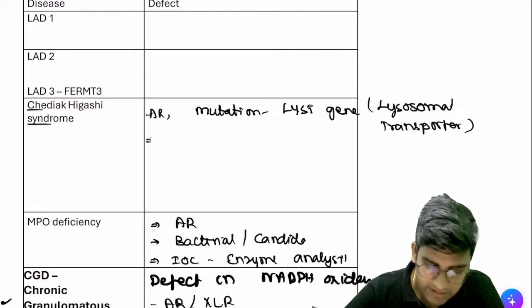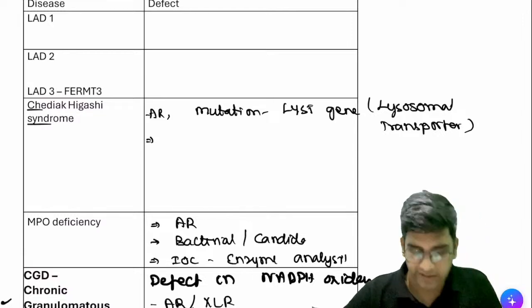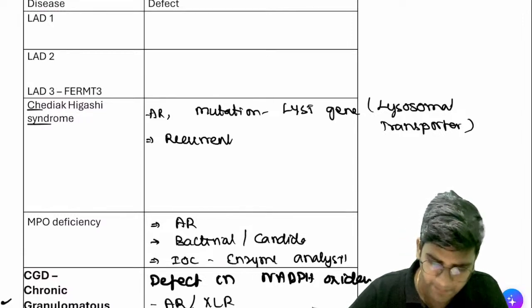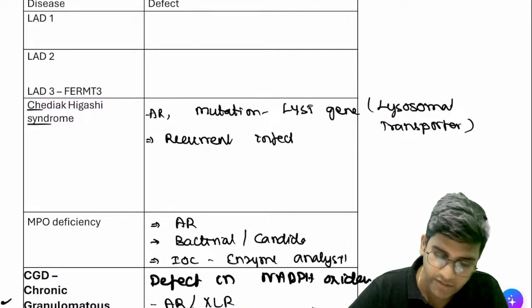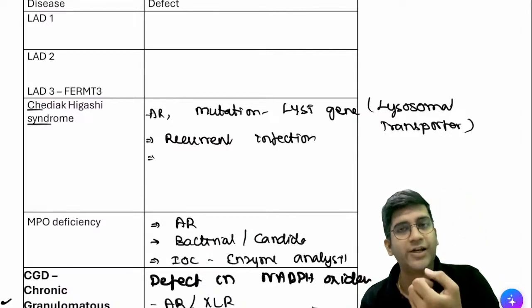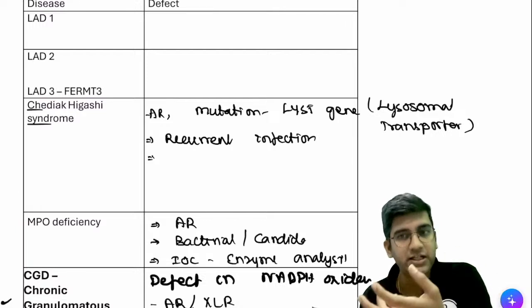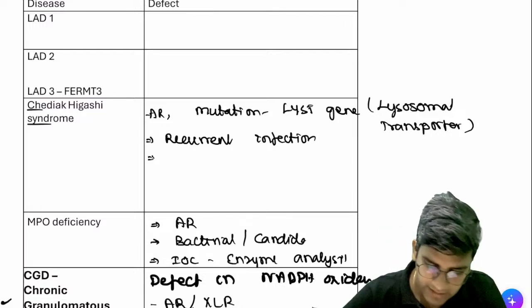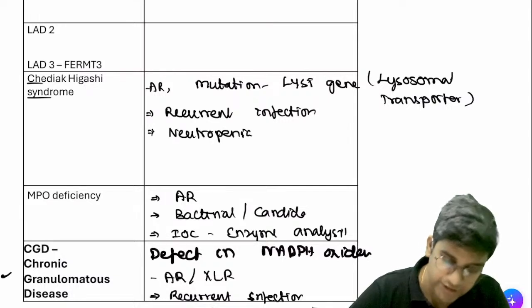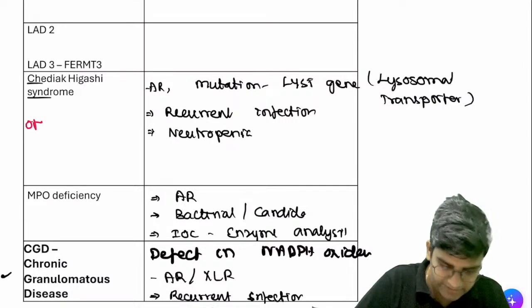Right. Because of this, I'll obviously have recurrent infections. That will be the classical finding here. These patients will not be able to fuse the phagolysosome complex, so bacteria cannot be killed. So bacteria enters the WBC and destroys the WBC, right? So these patients will end up having neutropenia. There's a classical finding here. In addition to this, the other findings are very classical.